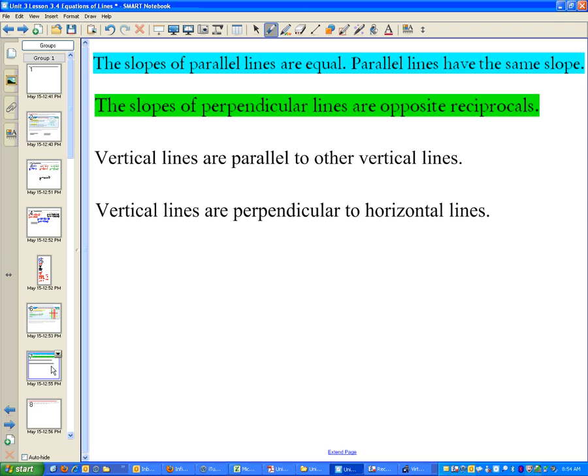Okay? So, the same information that we were using back in section 3: the slopes of parallel lines are equal, meaning parallel lines have the same slope. The slopes of perpendicular lines are opposite reciprocals. Vertical lines are parallel to other vertical lines. Vertical lines are perpendicular to horizontal lines. We used that information in the previous section to graph. Now we use that information to write equations.